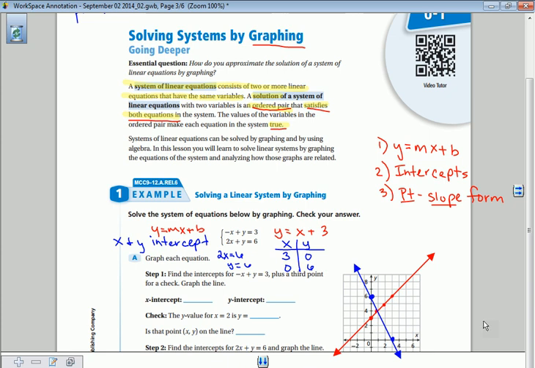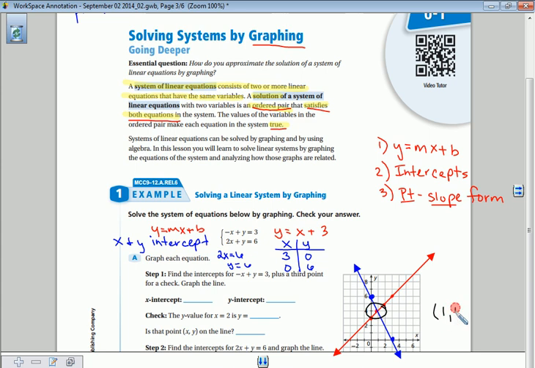What's the slope of that? The slope of this line would be negative 2. Down 2 over 1, down 2 over 1, down 2 over 1. So, it looks like it intersects perfectly here, doesn't it? So what is that solution?